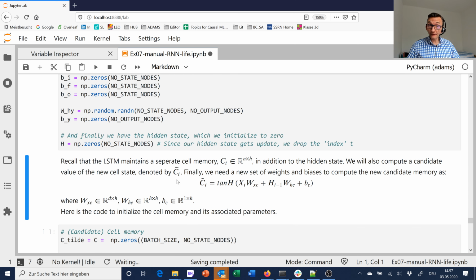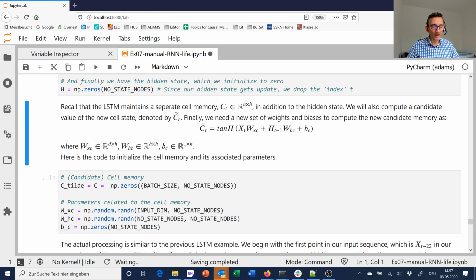Right. What else? We have this candidate cell state and the cell state, the dimensionality of which is n by h, where n is the batch size. That's also similar as before. So I'm initializing that to 0. A candidate cell state I would initialize to 0 with the right dimension, batch size by number of hidden nodes.